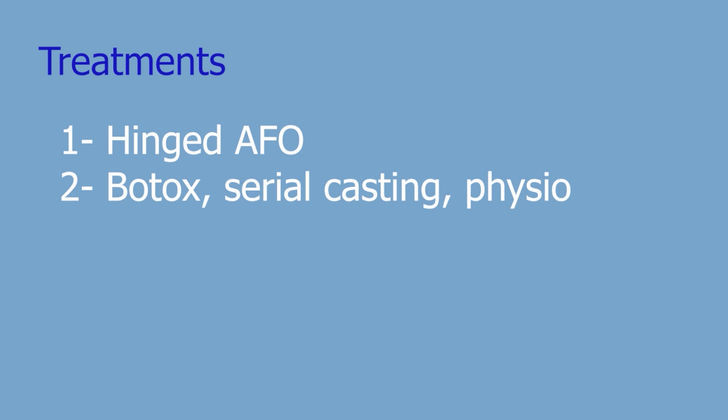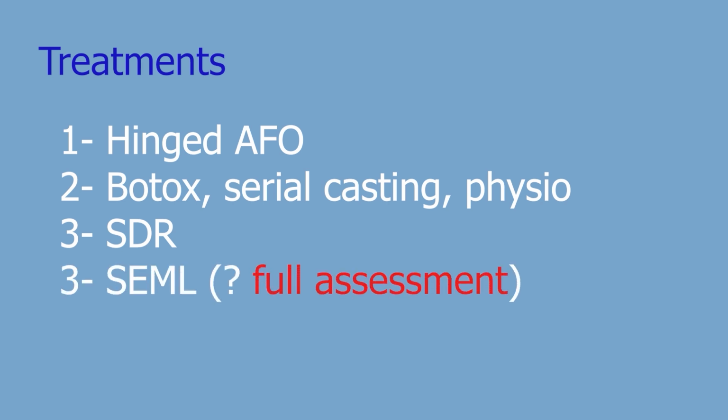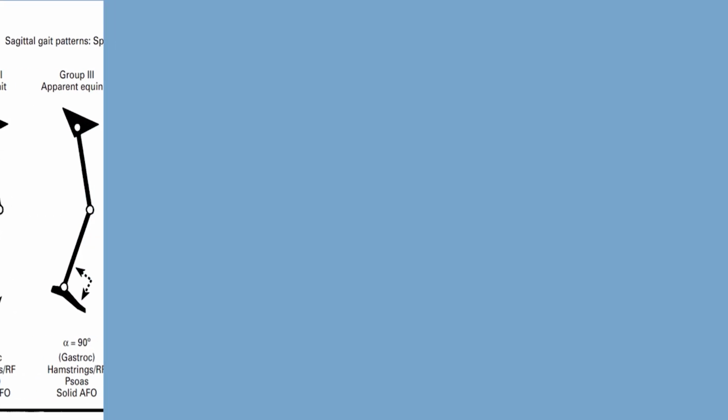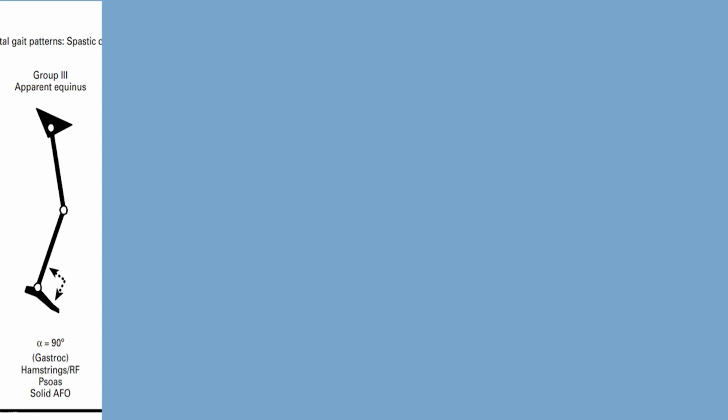And as far as the treatments are concerned, similar to type 1 or group 1, hinge AFOs are more useful than solid AFOs, but also all these muscles need to be stretched using Botox, serial casting, or physiotherapy. And when they are still in the spastic phase, SDR can be a good choice as well for these patients. If they reach the contracture level, then these need to be lengthened in single event multi-level surgery after full assessment. Now we move to group 3, which is the apparent equinus group.